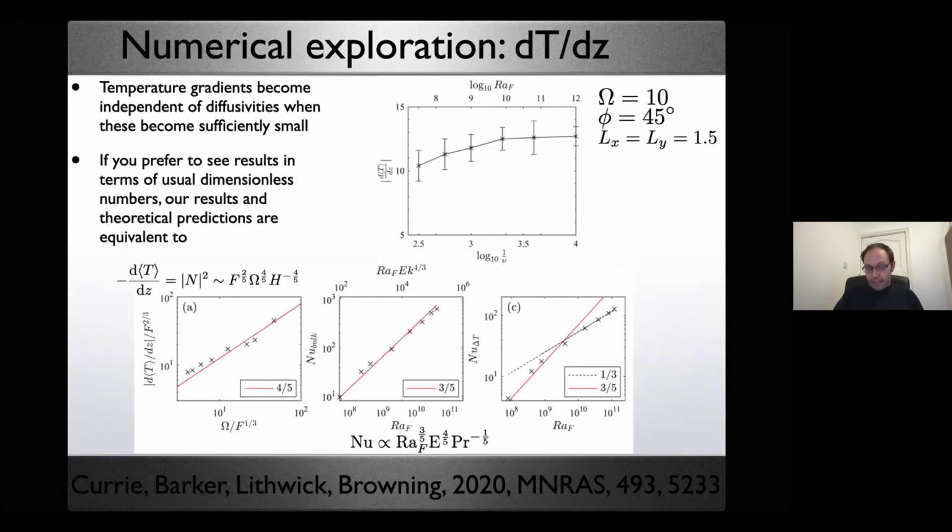If you prefer to see things interpreted in terms of the usual non-dimensional numbers, then I've just illustrated in the middle panel here that the Nusselt number scales as the flux Rayleigh number to the 3/5. So that's just using the standard non-dimensional numbers.